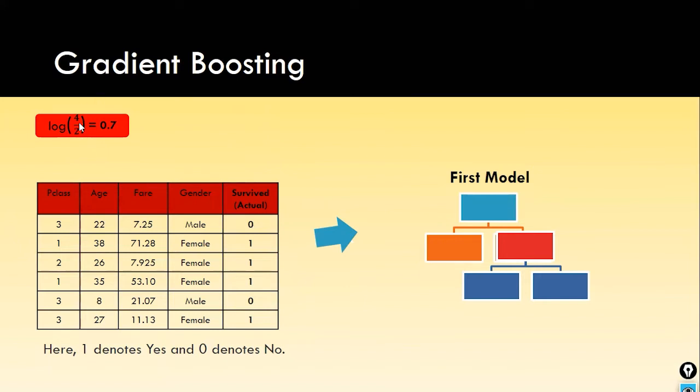As you are all aware, in the case of the log odds ratio, the numerator will have the probability of success and the denominator will have the probability of failure. So in this case, the ones are considered as true, hence the 4 trues divided by 2 falses, and this gives us 0.7. So this is the first estimation of our target survived attribute. The easiest way to use log odds for classification is to convert it to a probability. Using this equation, we can convert the log odds to a probability. For this log odds value 0.7, the corresponding probability is 0.668.